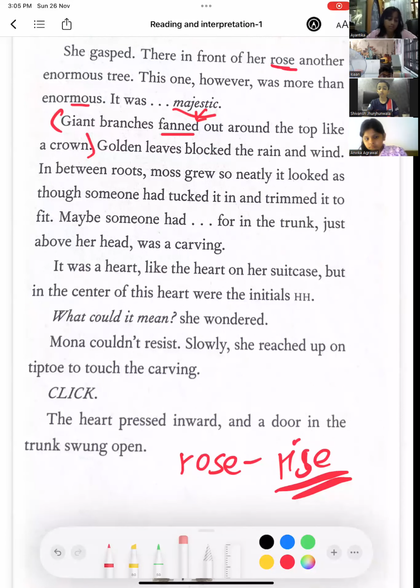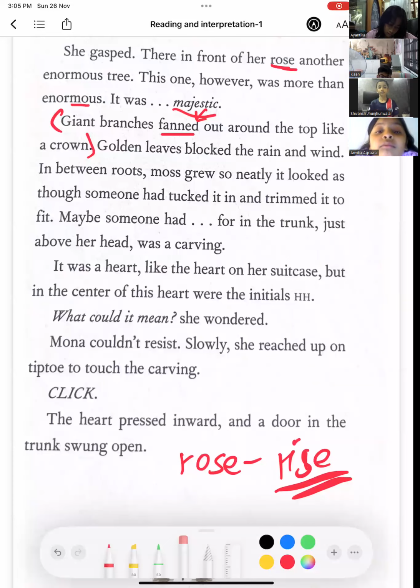Coming back to the text. Maybe someone had trimmed it. Like if you have a garden in your house and a gardener comes by, he will always make the garden grass neat and trimmed, all at the same height. It's like you cut it in a way that it looks like velvety grass, neat and shiny, much softer. Look how beautifully the author has described.